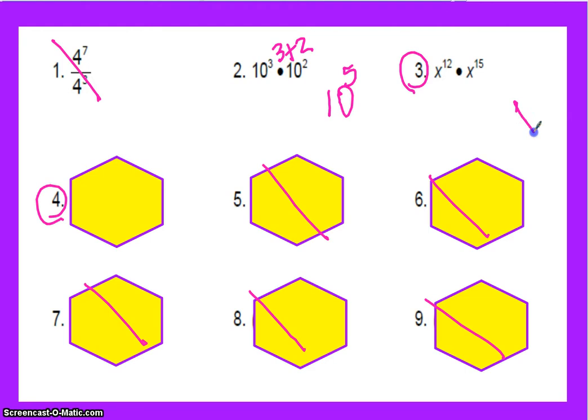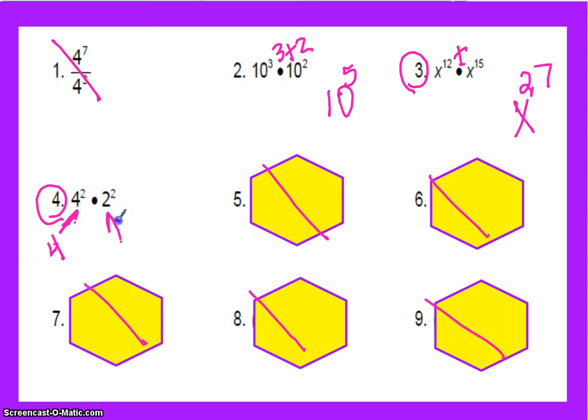So number 3, your base is x, and then you say 12 plus 15, and you get 27. Number 4, your base, look at that. Tell me about your base. What is your base here? Your base is 4. What is your base here? It's 2. It's not the same. You can't do this, okay? You can't combine them, because their base is not the same. Okay, and the base, remember, is what holds the exponent. And if it's not the same, you can't do anything.